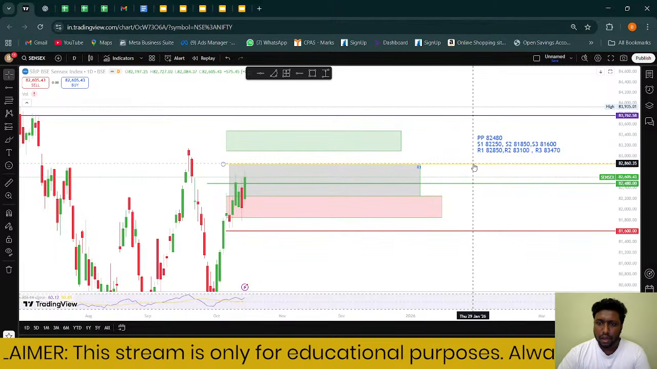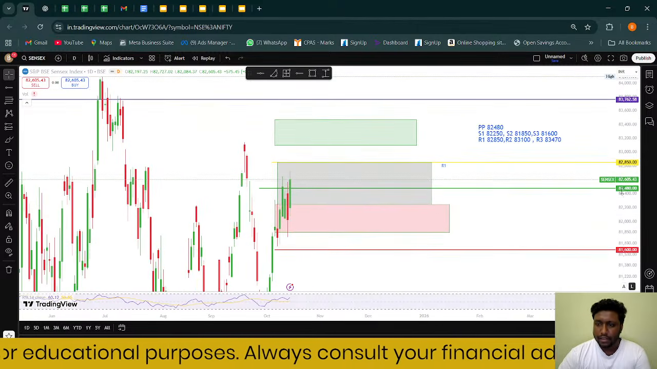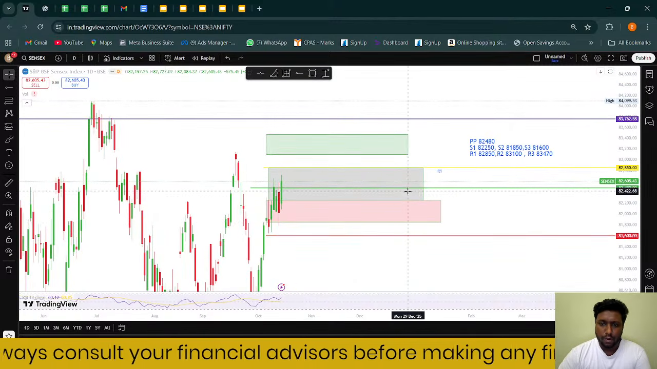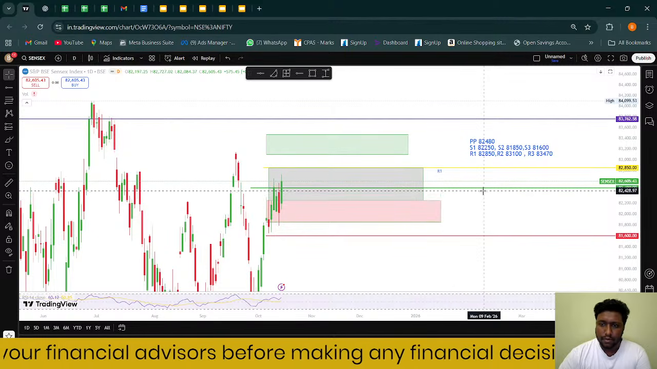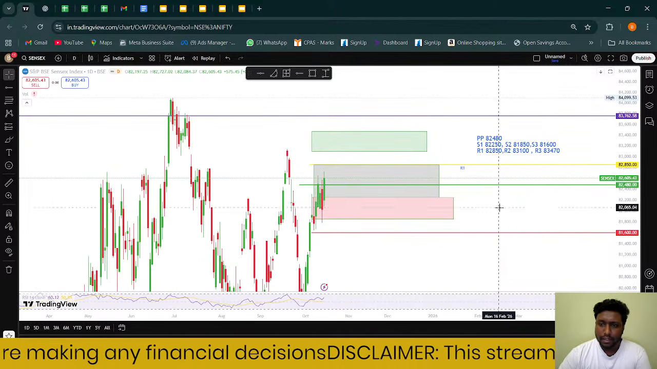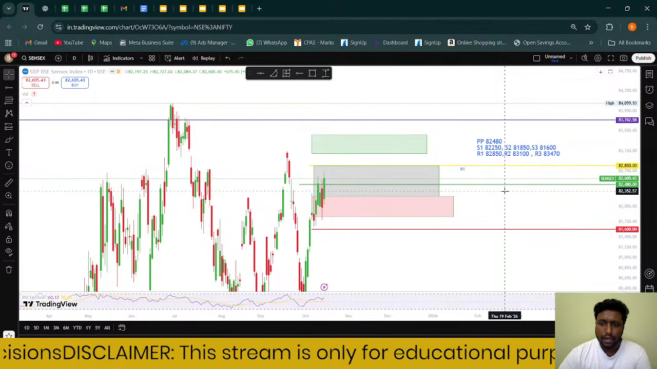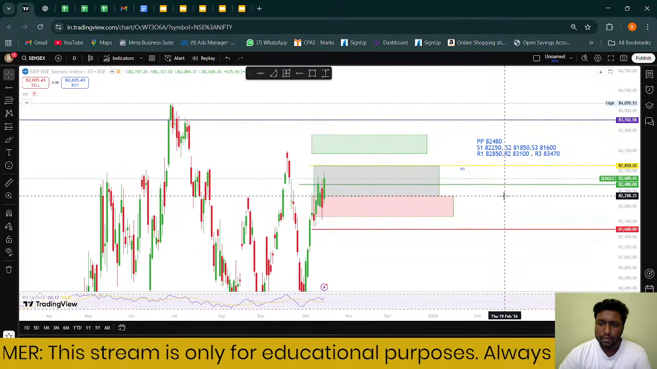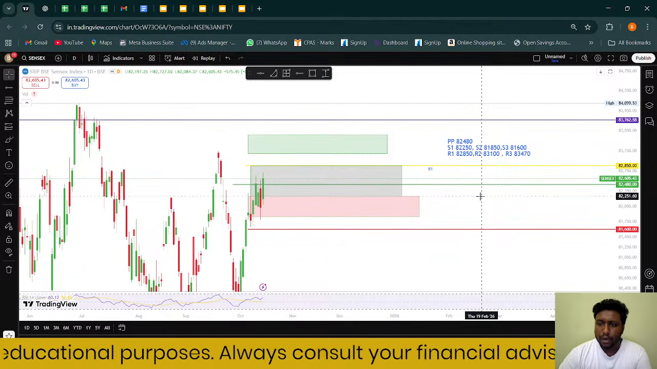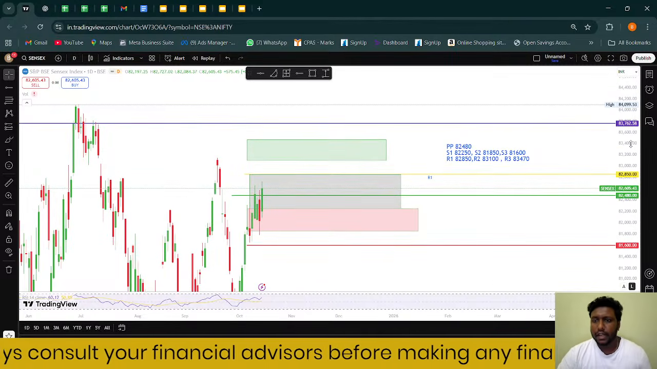In this also, R1 and S1 can be considered as validation levels for the directional trade. Any movement above this will validate our bullish continuation. Any movement below, first on the downside at 83,480, which is our pivot line, can be considered a bear flip only, but we can validate it only if it comes below our S1. So I see a bear flip chance only if it comes below this S1 level. So these are the levels for Sensex.